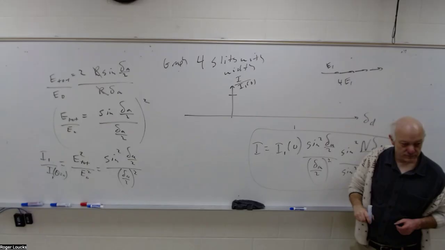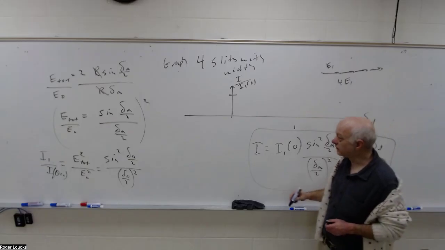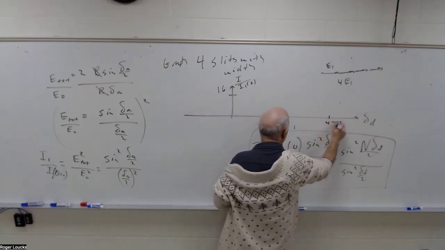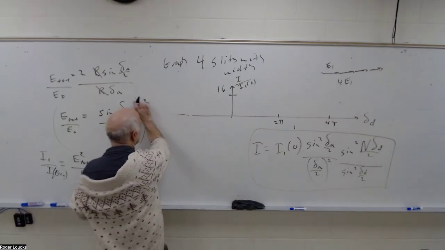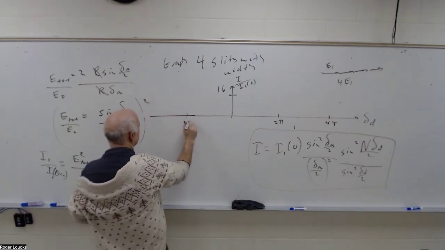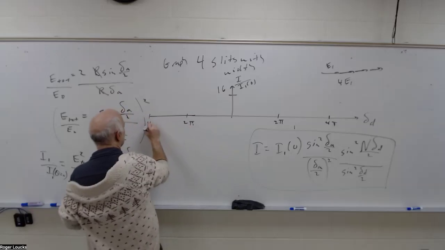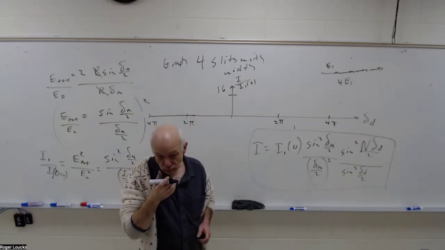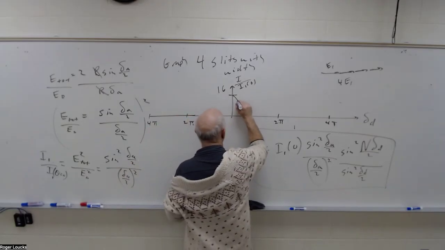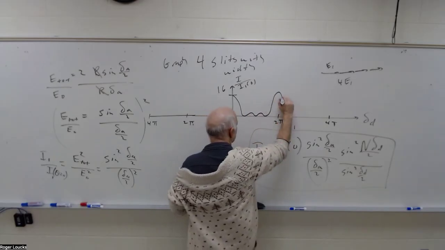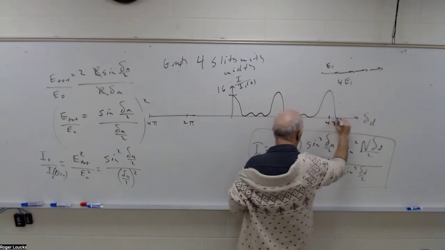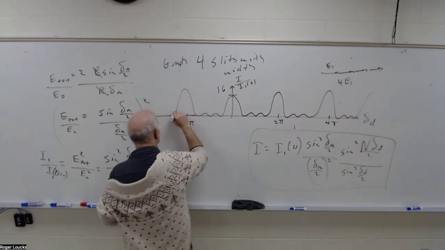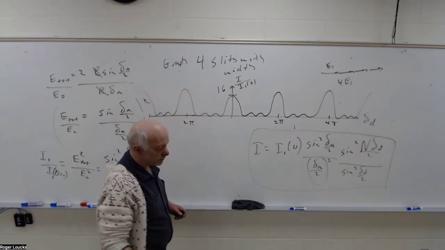What's my intensity then? 16 times I1. So this is going to be 16. Then I've got another 2 pi here, 4 pi. How many minima between? 3. We're going to have 1, 2, 3, boom, 1, 2, 3, boom. So that's what I'd have.